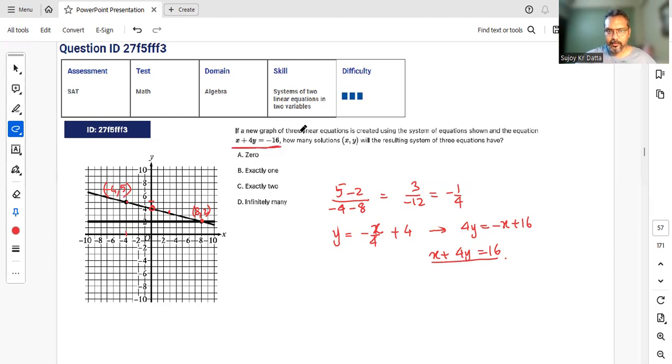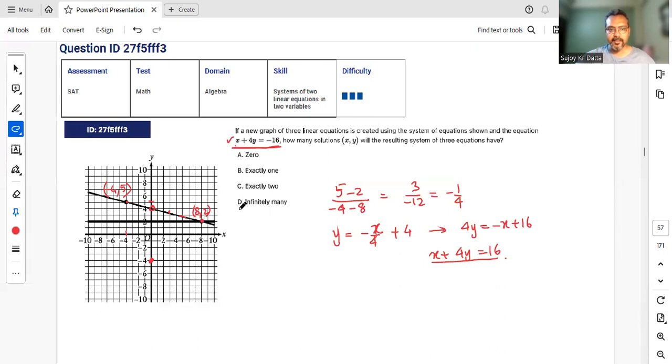Okay. So a new graph of three linear equations is created using the system of equations shown. So these two equations are already shown, and a third equation like this. So where is that line passing from? Let's check that. If I were to plug in x as 0, I'll get y as -4. So I'll get this point. And now we need to check, because these two are already intersecting here, does this line, the new one, intersect at this point or not?